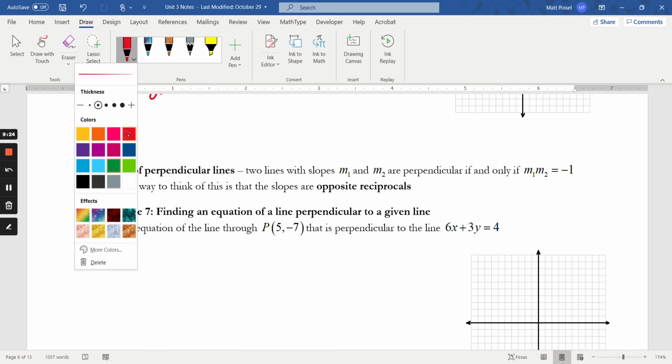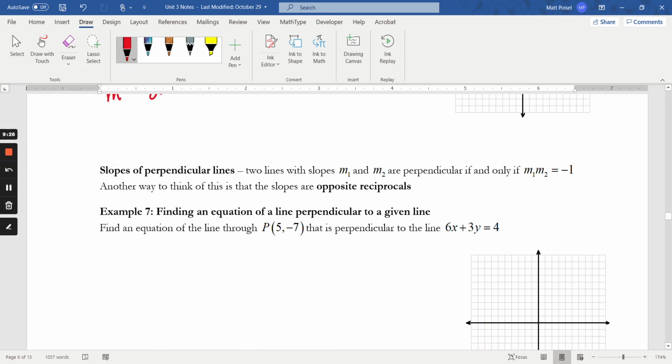Perpendicular lines. Remember, perpendicular lines are going to meet at a right angle. Their slopes are going to be opposite reciprocals. So it's going to be a two-step process. First, opposite means one's going to be a plus, one's going to be a minus. Reciprocal just means we're going to flip top to bottom.